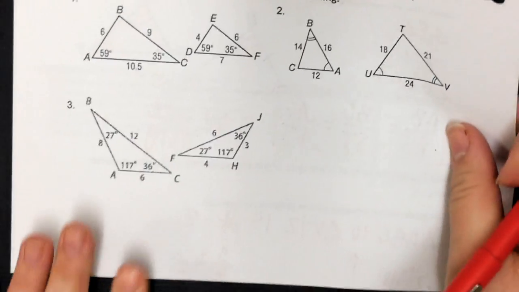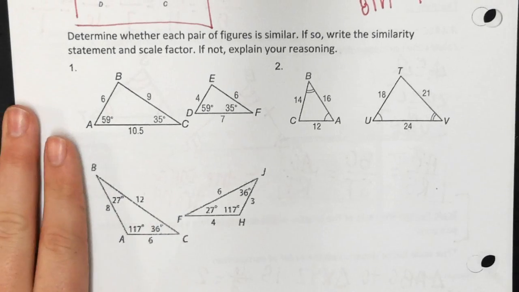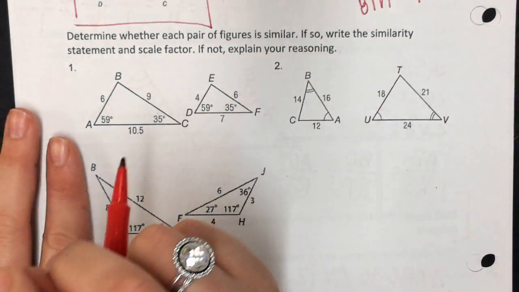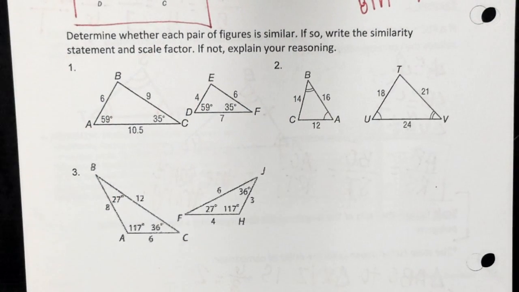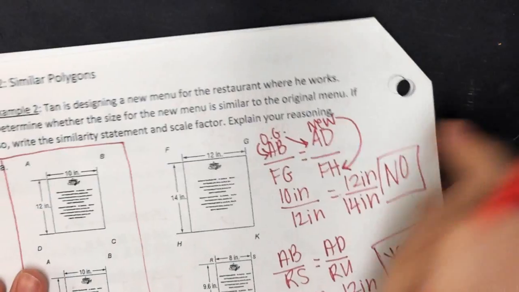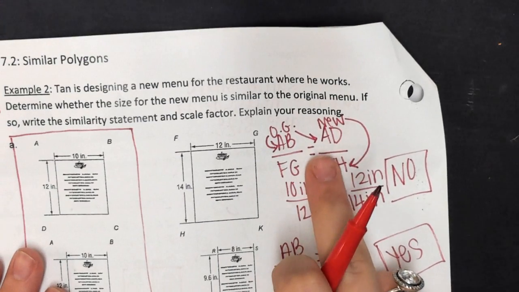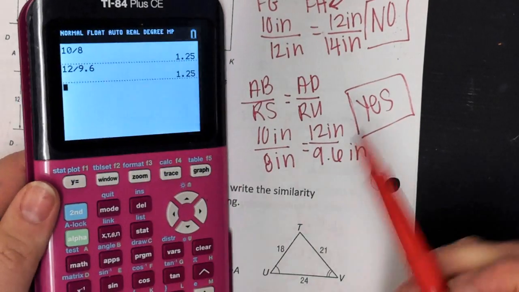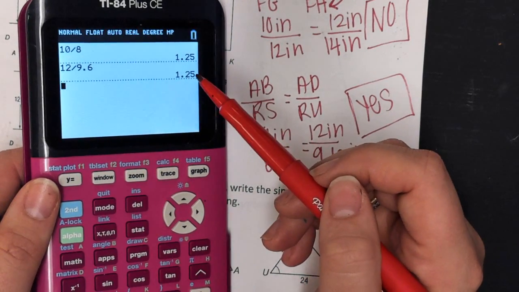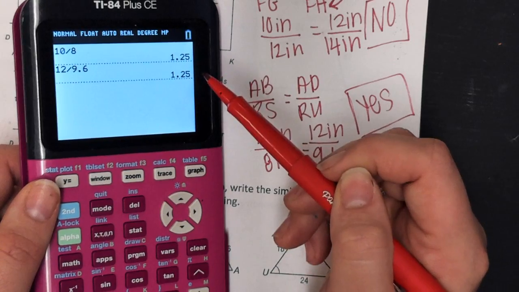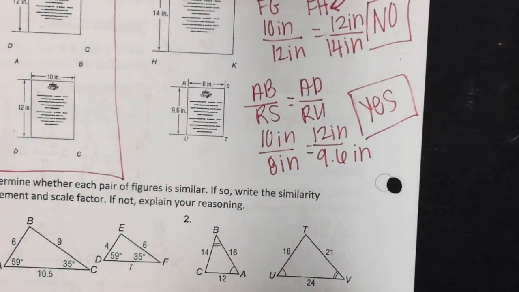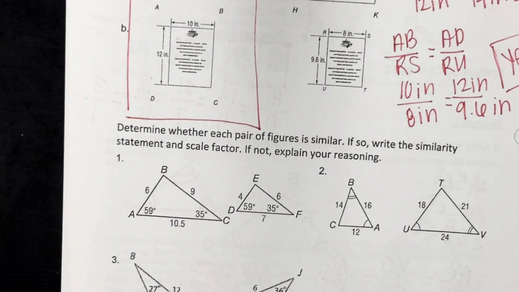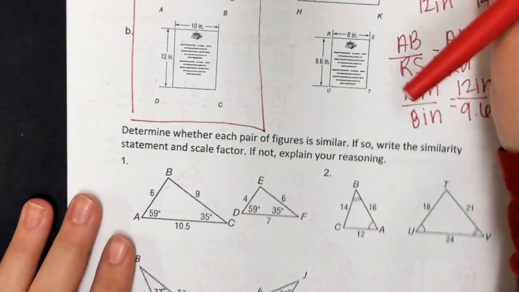Alright, now we're moving on to triangles. So, in number 1, we want to determine if they're similar, and if so, we need to write a similarity statement and the scale factor. This is a similarity statement. When we divided this bottom piece, we got 1.25, right? That's our scale factor. Your scale factor is whatever these are when you reduce them. So let's try number 1. I always write a similarity statement first so I know which dimensions to put where.